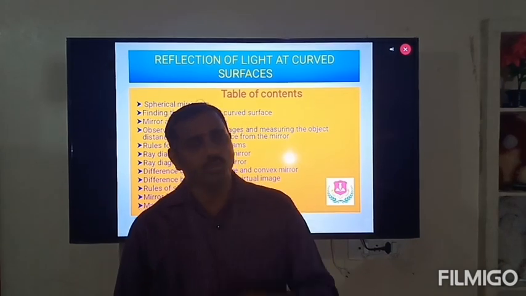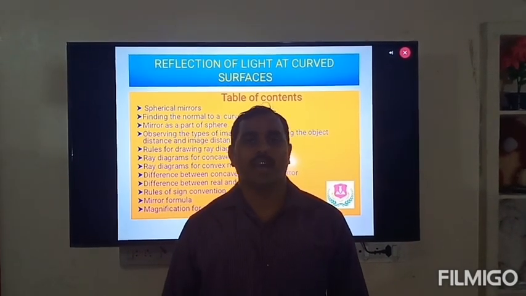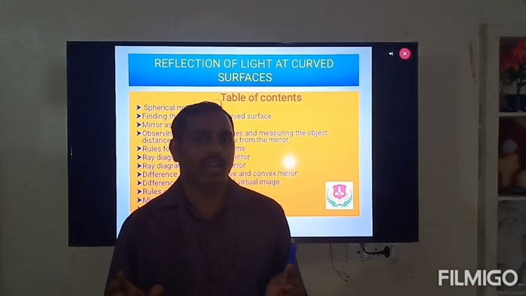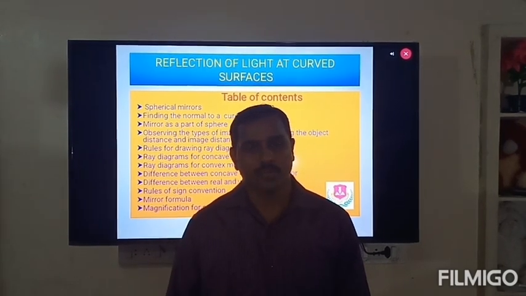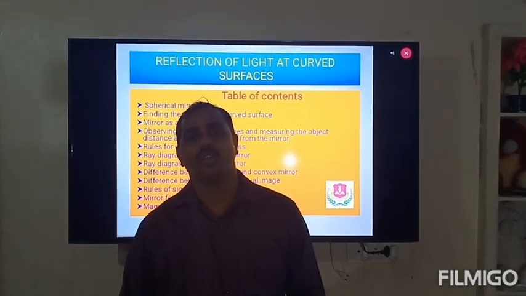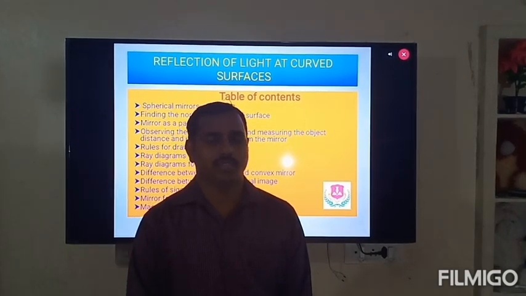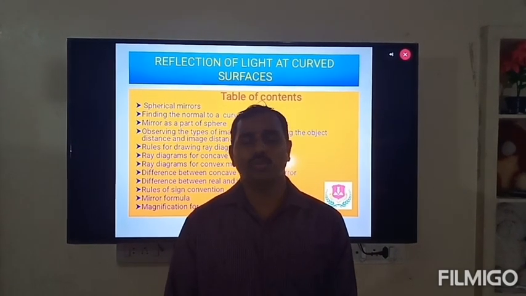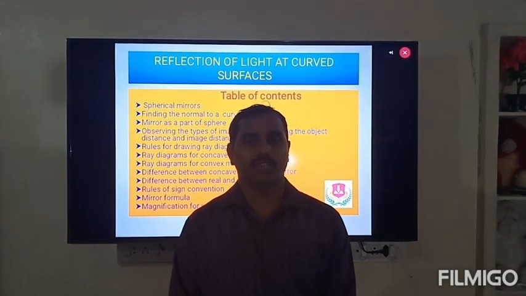So in these two mirrors, how light is reflecting, how the focal point is formed, how the center of curvature, and the distances between center of curvature and focal point, center of curvature and pole, these things we already discussed in the previous class. Now in today's class we are going to see how to draw ray diagrams for concave mirror and also for convex mirror.